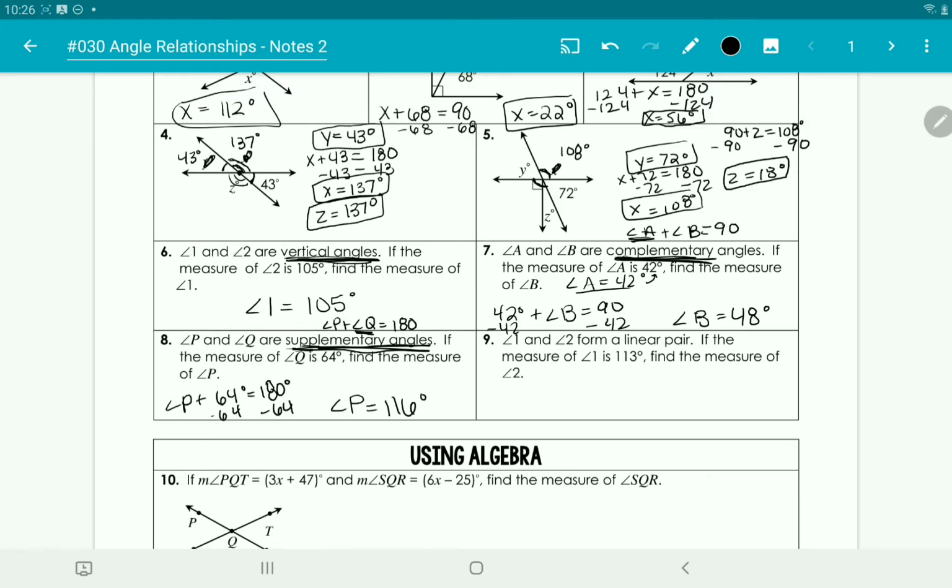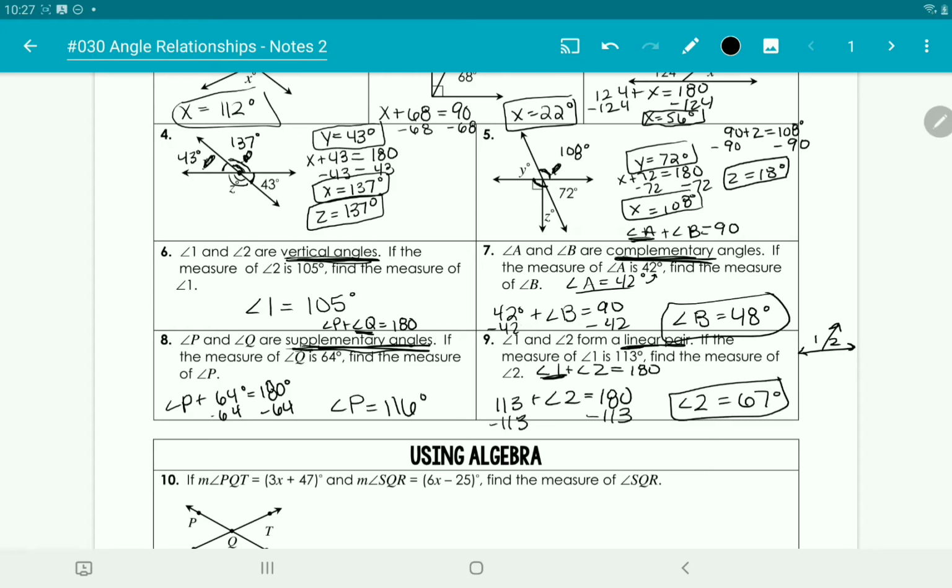Number 9 says angle 1 and angle 2 form a linear pair. So if you draw a picture of it, it would look like this. Okay, like that. So they're equal to 180. So angle 1 plus angle 2 is equal to 180, because that means they're supplementary. So angle 1 is 113, so we can replace angle 1 with 113, plus angle 2 equals 180. And if we subtract 113 from both sides, that's going to give us that angle 2 is 67 degrees.